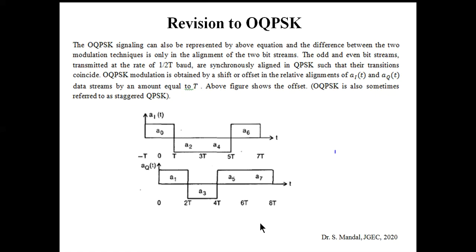Now, due to this bit stream, there is a severe impact on the corresponding phase difference. Let's see that, so the difference between QPSK and OQPSK will be clearly understood. Again, there is a phase shift of T seconds between AIT and AQT. AIT has been considered to start from -T seconds, whereas AQT has started from 0 seconds.